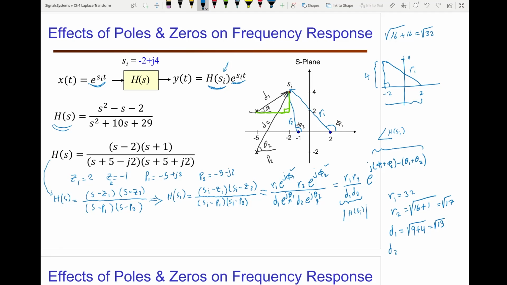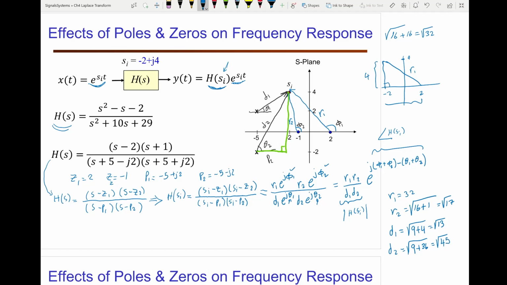And D2 can be found the same way. So it will be the square root of this length, which is minus 5 minus 2, that is 3. So that's 9. And the square of this length. This is 4 and this is minus 2. So 4 minus minus 2, that's 6 squared. That's 36. And this will be 45.